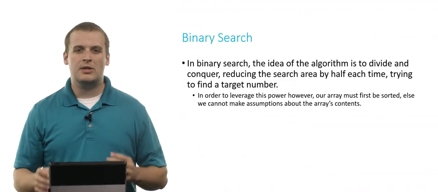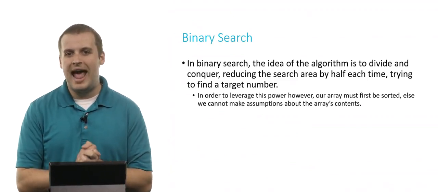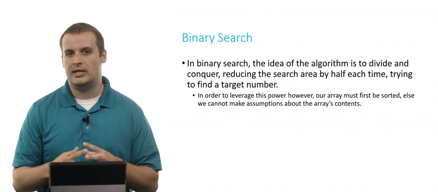All right, so binary search is an algorithm we can use to find an element inside of an array. Unlike linear search, it requires a special condition be met beforehand, but it's so much more efficient if that condition is in fact met. So what's the idea here? It's divide and conquer. We want to reduce the size of the search area by half each time in order to find a target number.